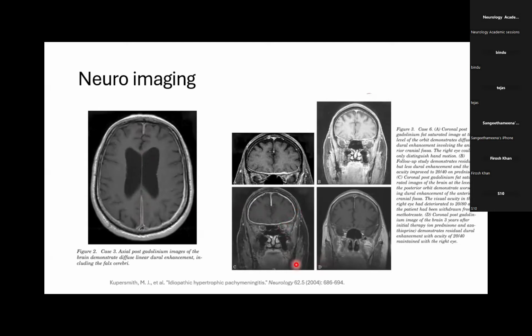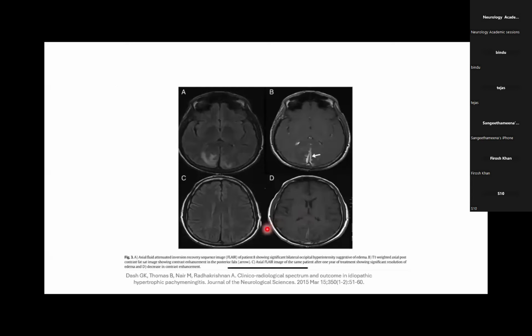Tentorium cerebelli is not seen in this image. This imaging is showing T1 weighted imaging with cerebral parenchymal involvement. So a mild amount of edema is present.